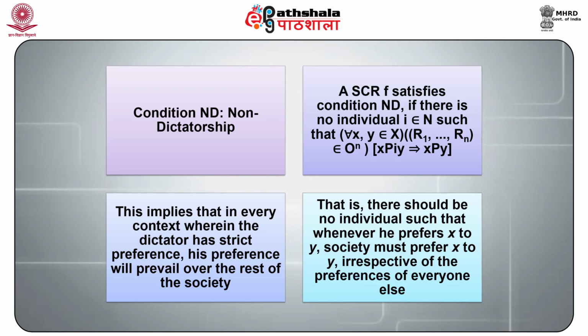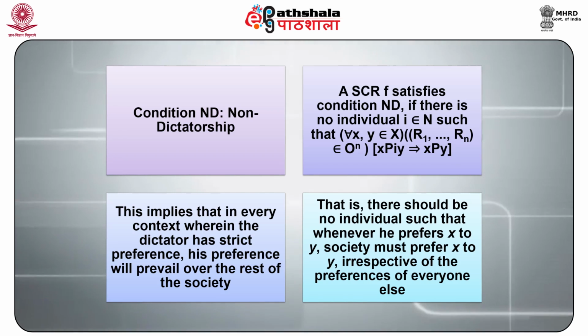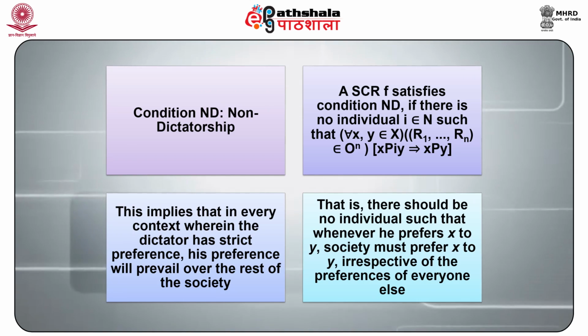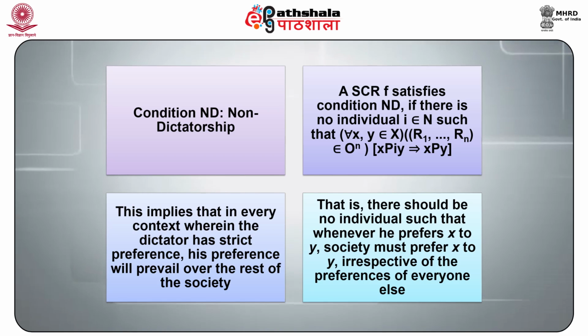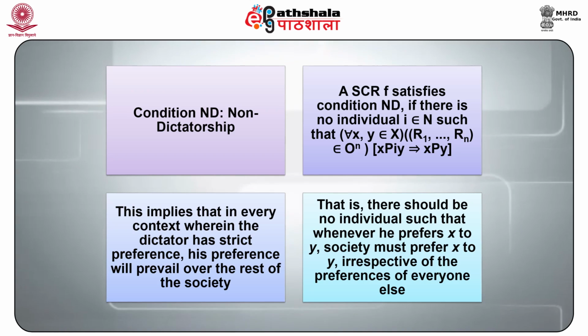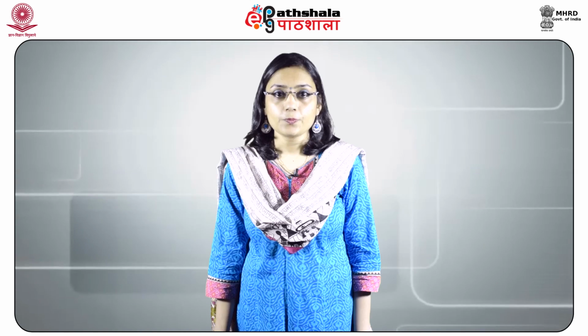This implies that in every context wherein the dictator has a strict preference, his preference will prevail over the rest of the society. That is, there should be no individual such that whenever he prefers x to y, society must prefer x to y irrespective of the preferences of everyone else.